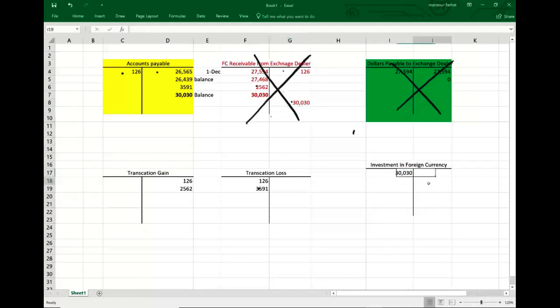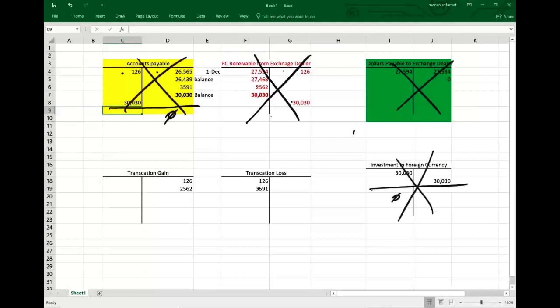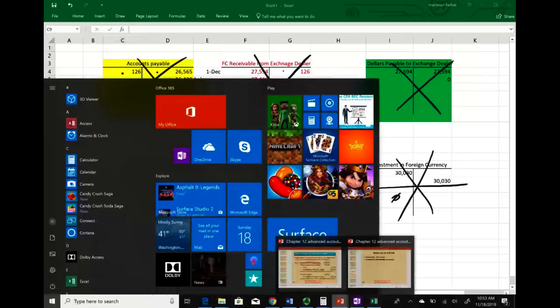Then I closed my accounts payable with my investment. So I credit this and I debit the payable. Now this is zero, gone, and the investment is zero, gone. So basically all these accounts are gone. And this is how I settled my transaction.